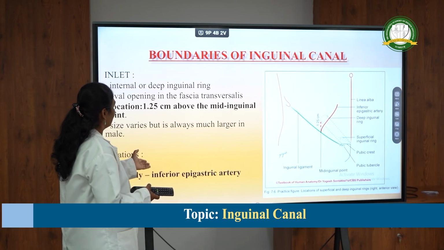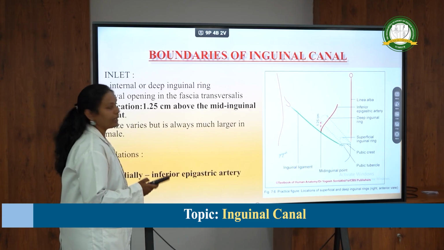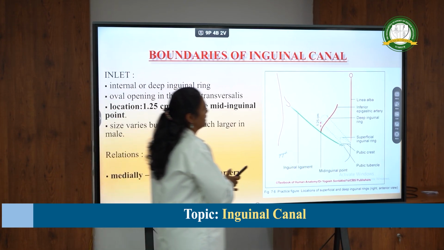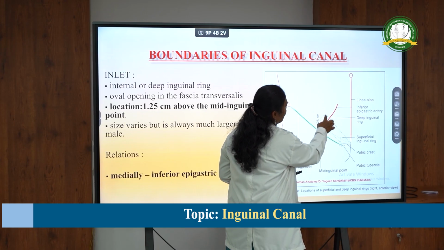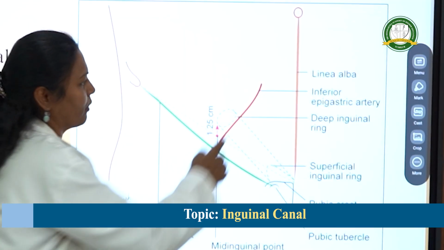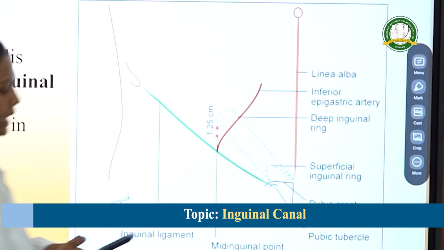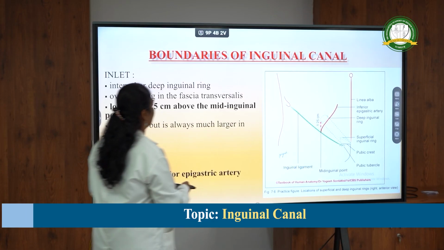It is comparatively larger in males, and one important relation we have to note here is, as you can see here, medially this deep inguinal ring is related to the inferior epigastric artery. This is very important. So as you can see here, medially it is related to the inferior epigastric artery.